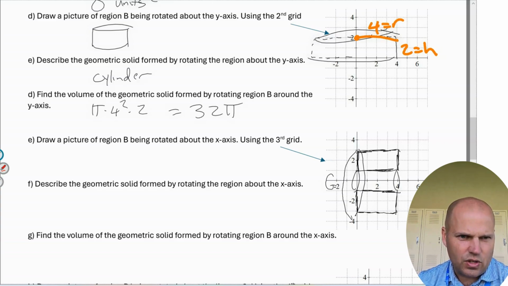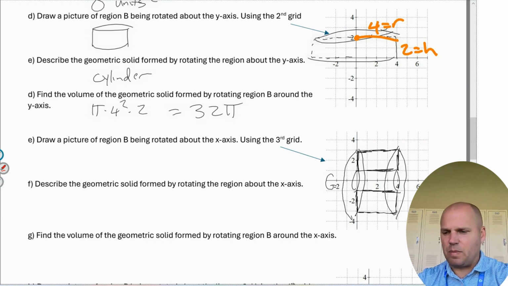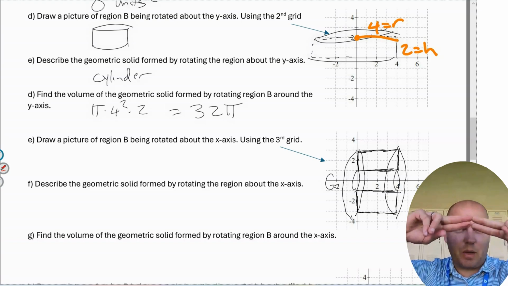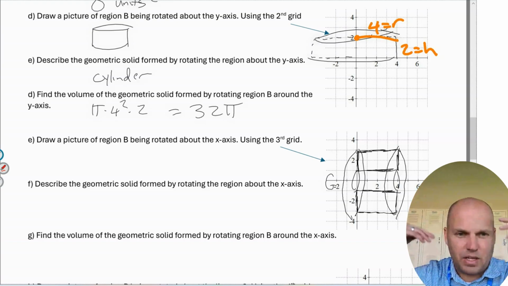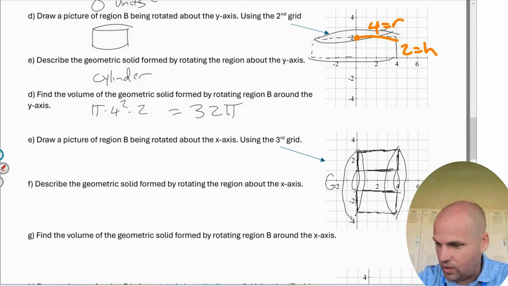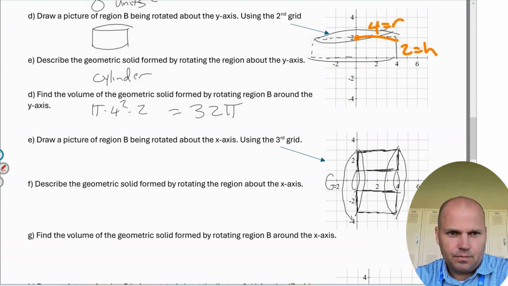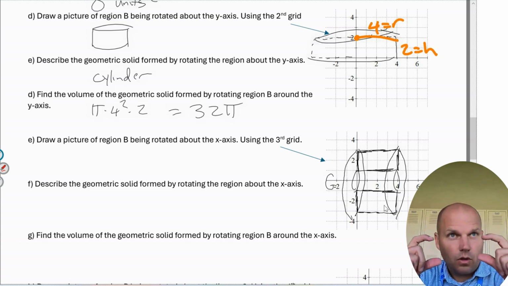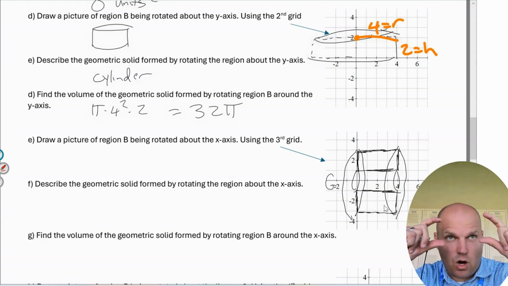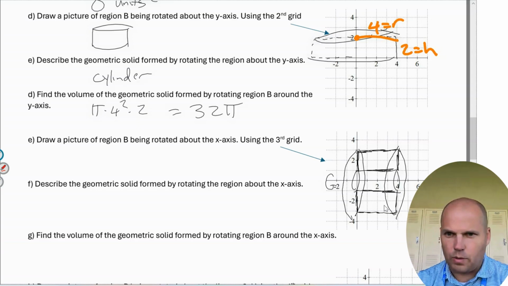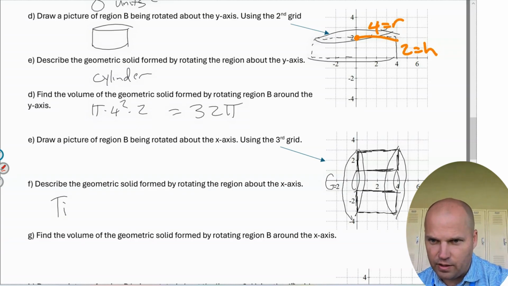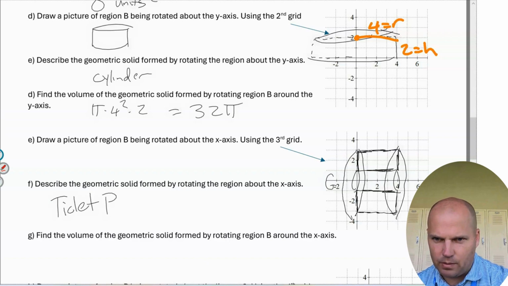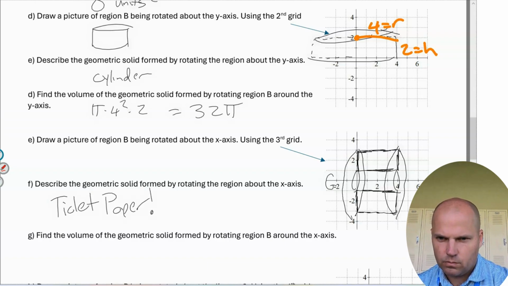Or I can use this for you. Use your fingers. Think about the region. Think about a piece of paper going around, ends up being like a toilet paper roll. Thick walls, hole in the middle, toilet paper roll. Circles on the right, circles on the left.